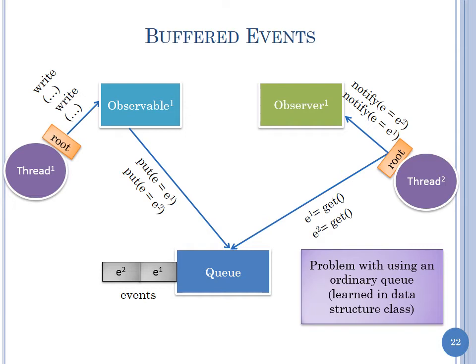So we have to figure out what the problem is with using an ordinary queue. Why do we have to study these queues again in operating systems? So we have a queue solution, and now my question to you is, what's wrong with this solution if we just use the queue you implemented in data structures?